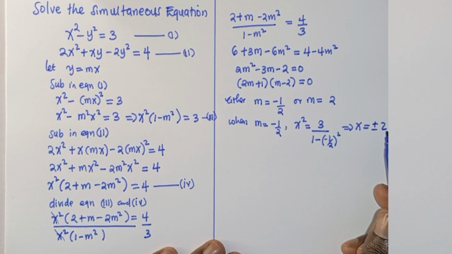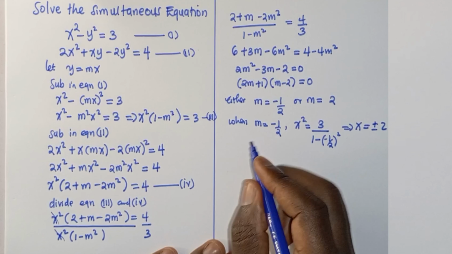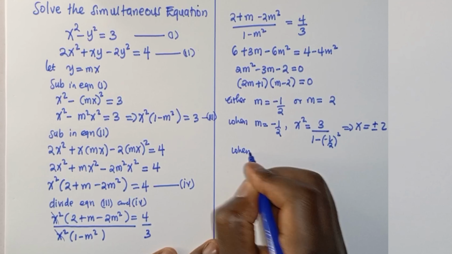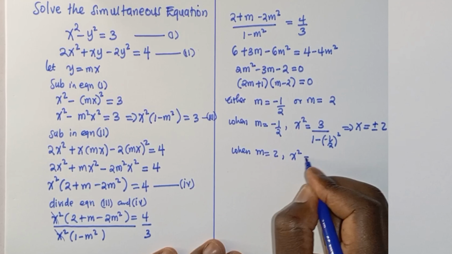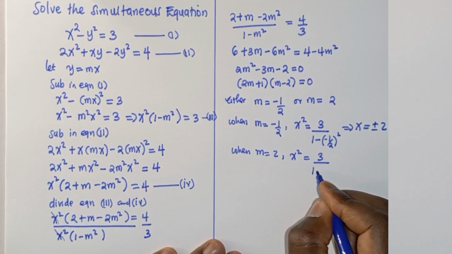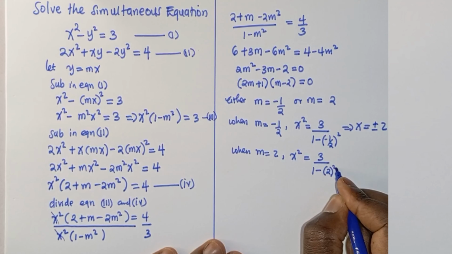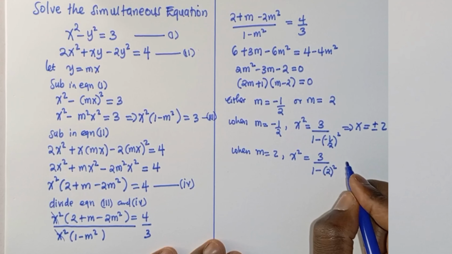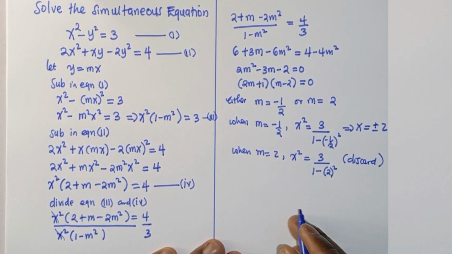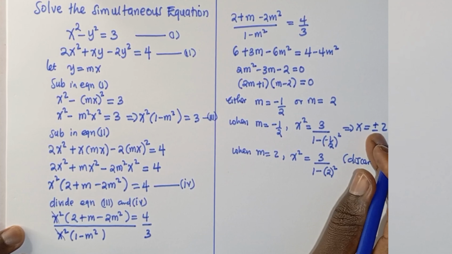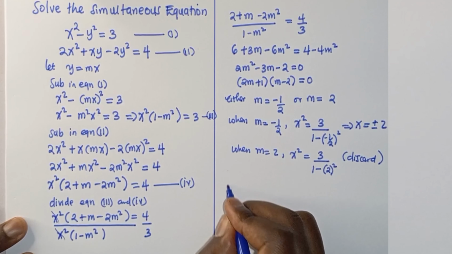Now, what is left is when m is equal to 2. So when m is equal to 2, we get x by substituting in: 3 out of 1 minus 2 square. That gives us a negative value, and since these are real numbers we are dealing with, we discard it.